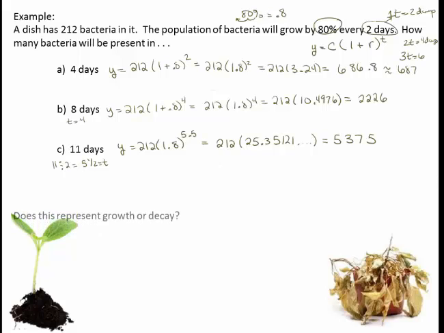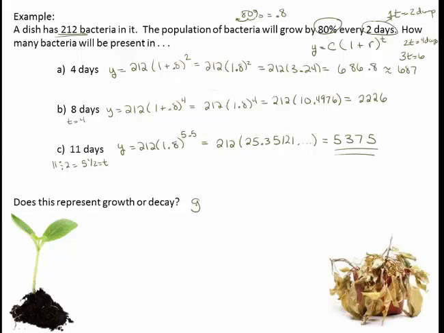Let's check another example. Oh, first, I'm sorry, does this represent growth or decay? Well, we started with 212 here. We end up with 5,000, so I would say that that was definite growth.